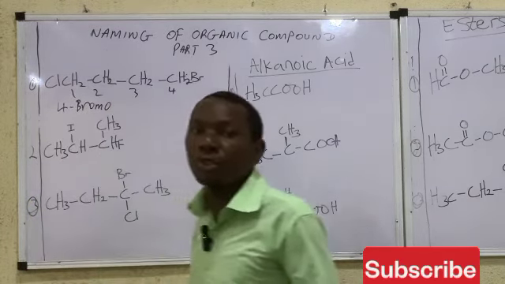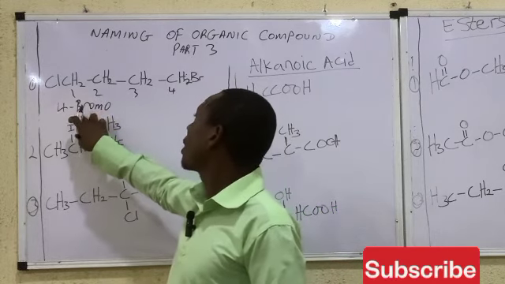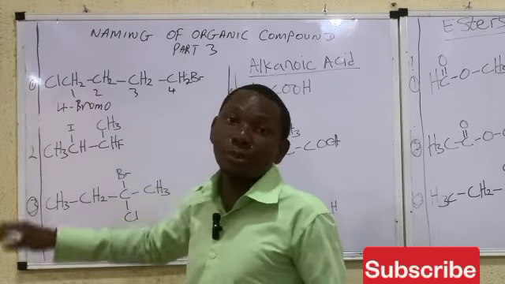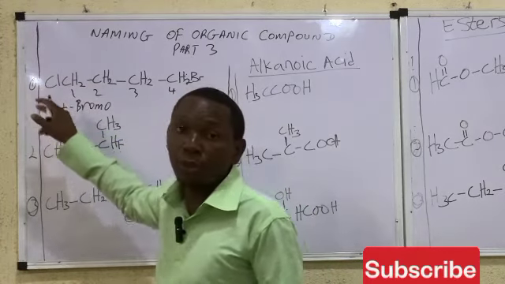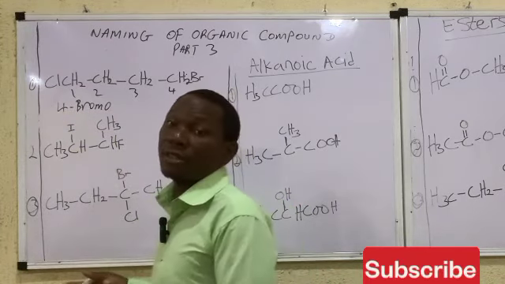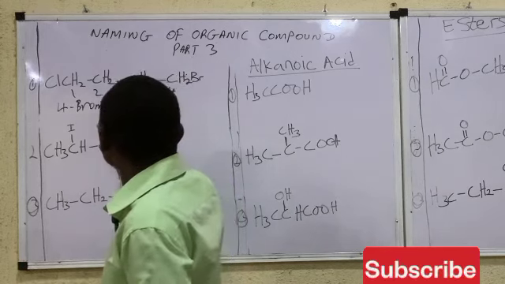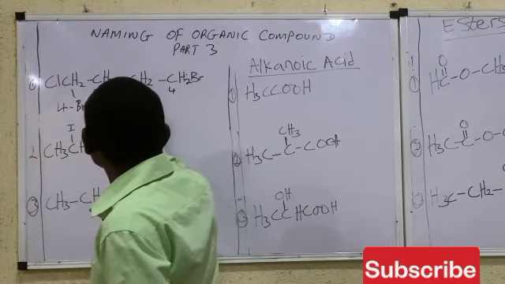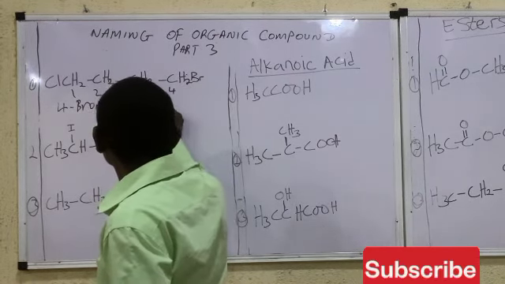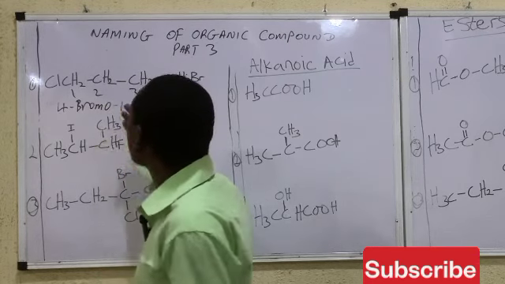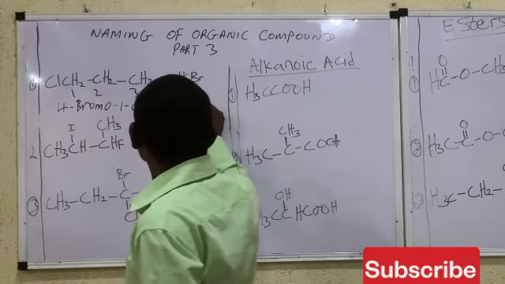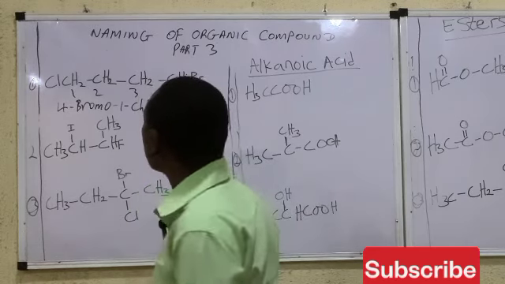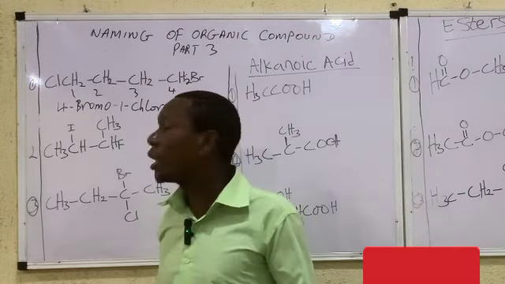Why am I putting bromine first? It's simple. Alphabetical order. Bromine comes before what? Chlorine. B comes before C. 4-bromo, 1-chloro. So what is this compound? 1, 2, 3, 4, which is butane. It's a very simple compound.